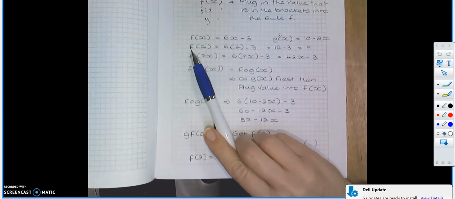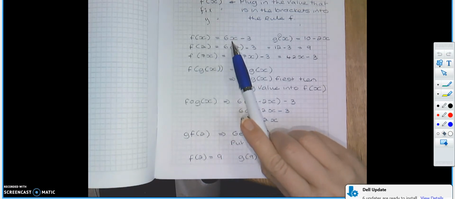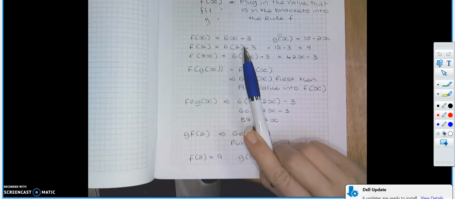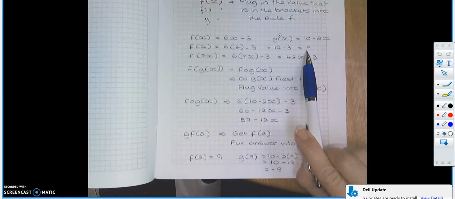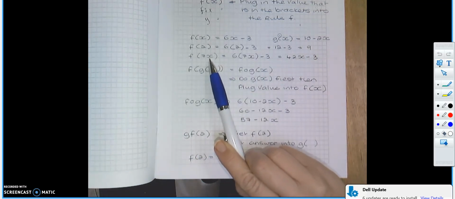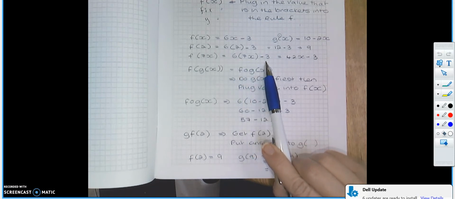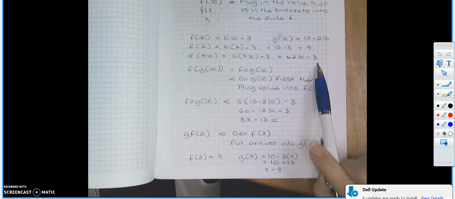Right, so if, for example, they have f bracket 2, that means you're going to plug 2 in where the x was. So instead of writing x, you will write 6 bracket 2 minus 3. The brackets mean multiply, so you go 6 times 2, which gives you 12. Take away 3, which gives you 9. If they wanted to be mean and mess with your heads, they could have f bracket 7x. So 7x is in the bracket, so this time, everywhere there's an x, you write down 7x. So you'll go 6 bracket 7x minus 3. Multiply your 6 by your 7, and you get 42x, take away 3.